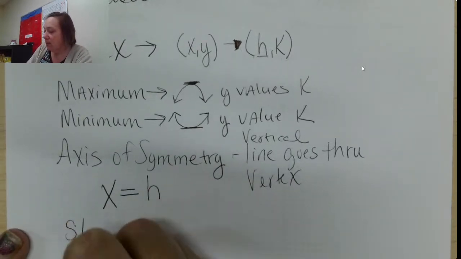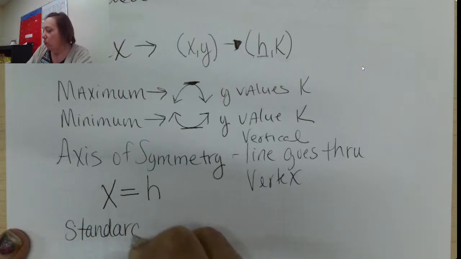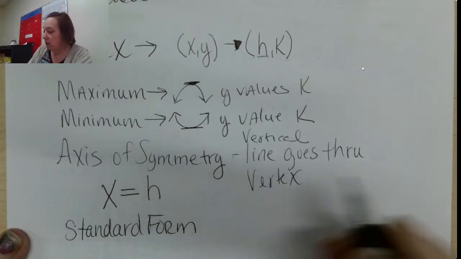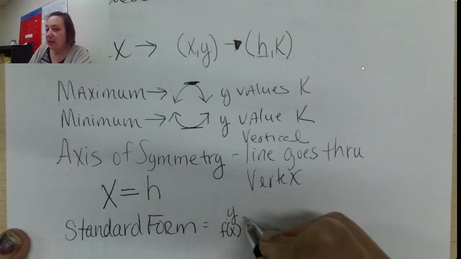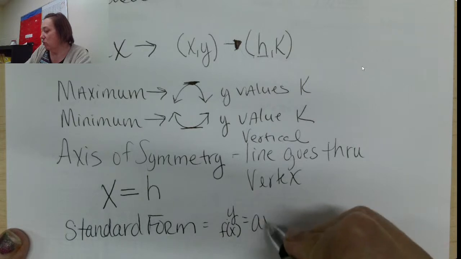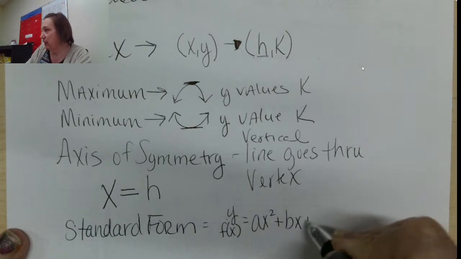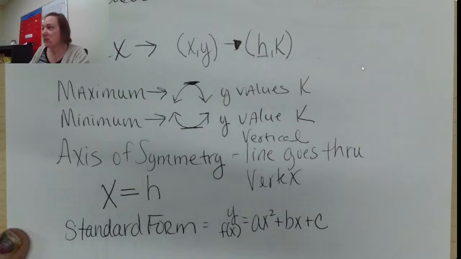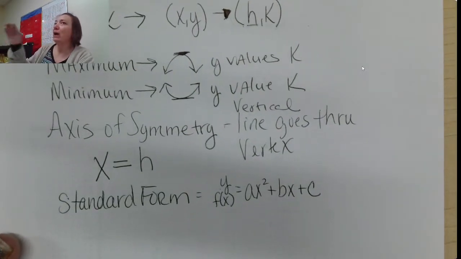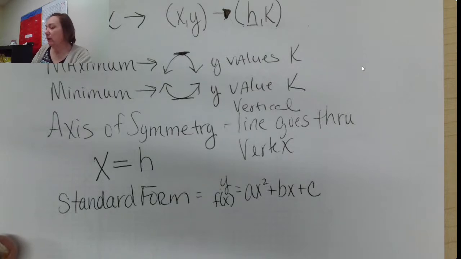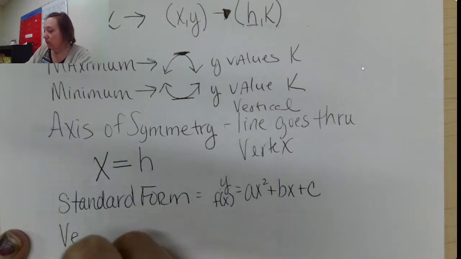We know standard form of a quadratic looks like this. So standard form is, you can either write y or you can write f of x equals ax squared plus bx plus c. So that's standard form where a, b, and c are numbers, okay? Well, today we're going to talk about another form, and we're going to learn how to write this other form if you're given either standard form or something else. So the new form that we're going to talk about is called vertex form.